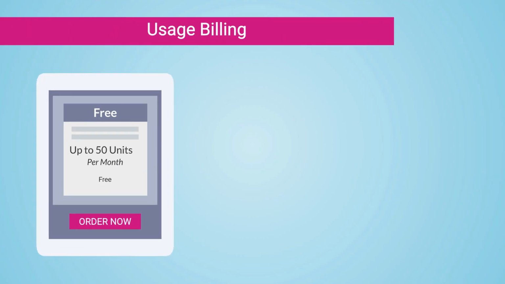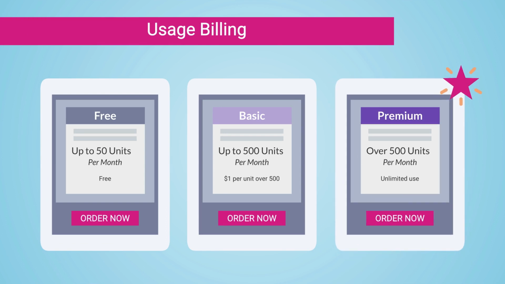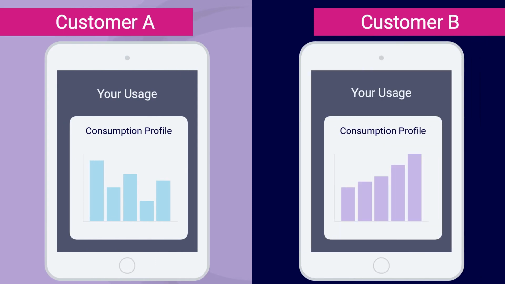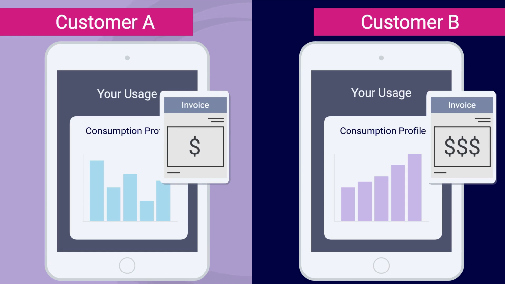Usage billing, also known as consumption or metered billing, is a recurring billing model where your customers pay for products and services based on their usage. The amount customers pay varies depending on how much they consume in their billing period. You track each customer's usage and calculate the amount to invoice based on the term of their contract.